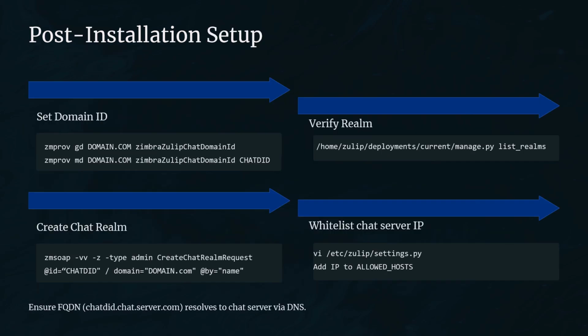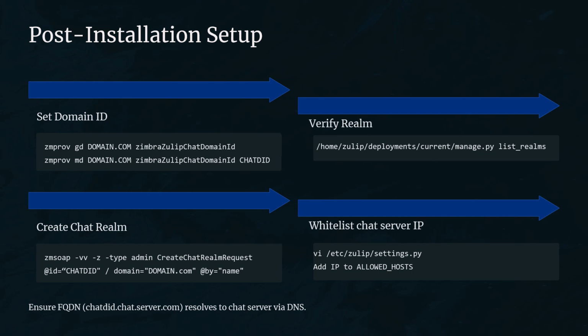Post-installation steps. Set the domain ID on the Zimbra server. This ID will be used to create a realm on the chat server. Create the realm using the zimsoap command. On the chat server, run the manage.py Python script to verify the created realm. The realm format will be domain_ID chat_server_host name. This is FQDN of the chat server.